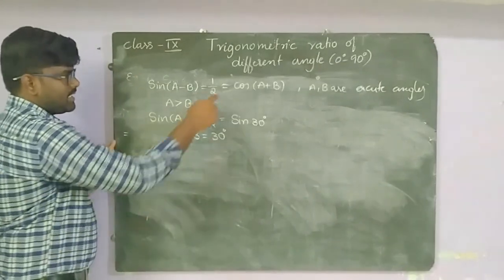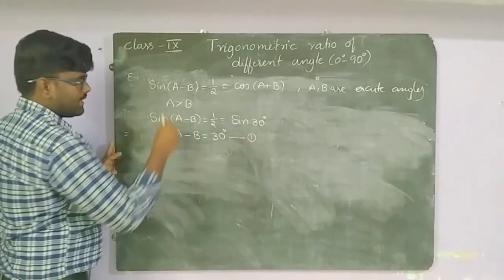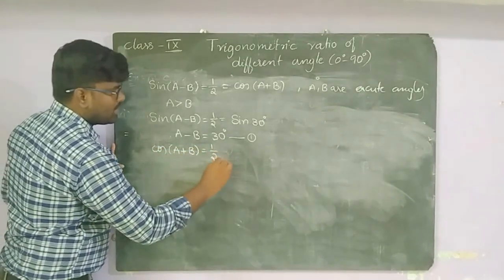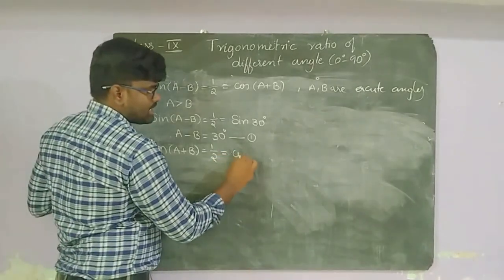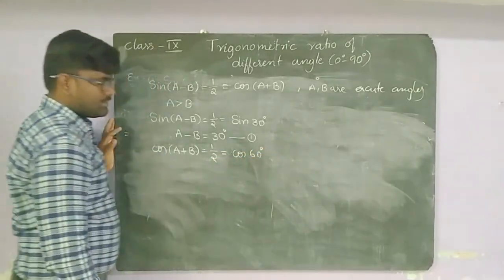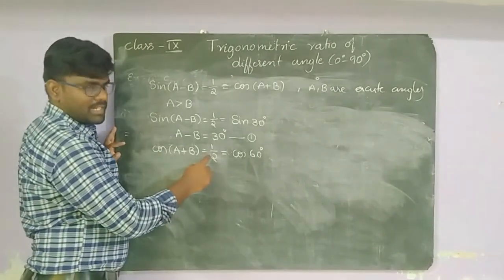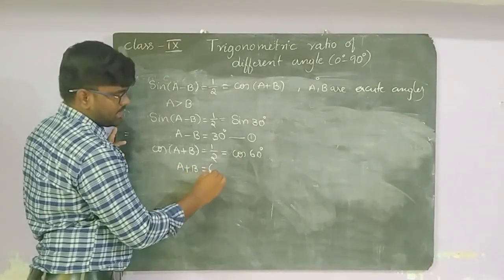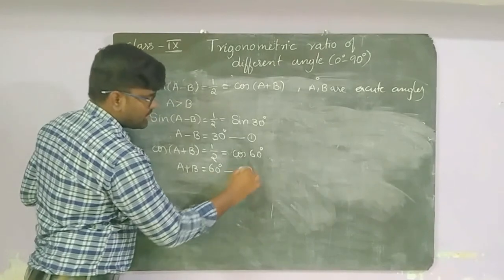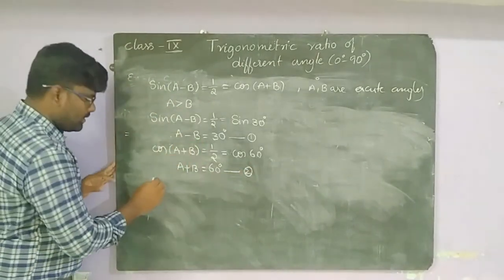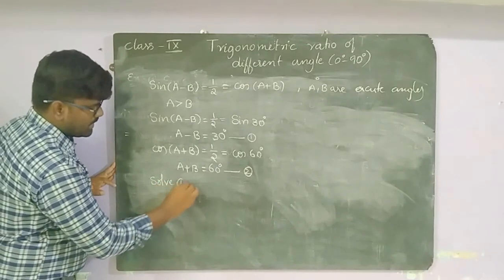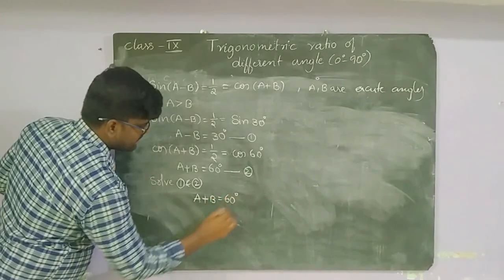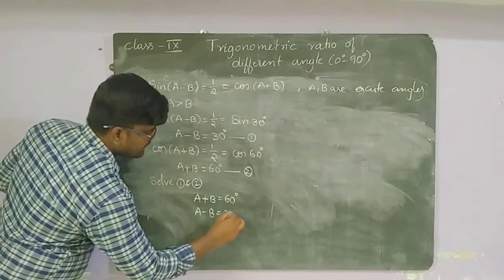This is equation 1. Next, cos A plus B is equal to 1 by 2. Cos of which angle is 1 by 2? Cos 60 degrees is 1 by 2. Comparing these two, A plus B becomes 60 degrees. This is equation 2. Now we can solve equations 1 and 2: A plus B is equal to 60 degrees, and A minus B is equal to 30 degrees.